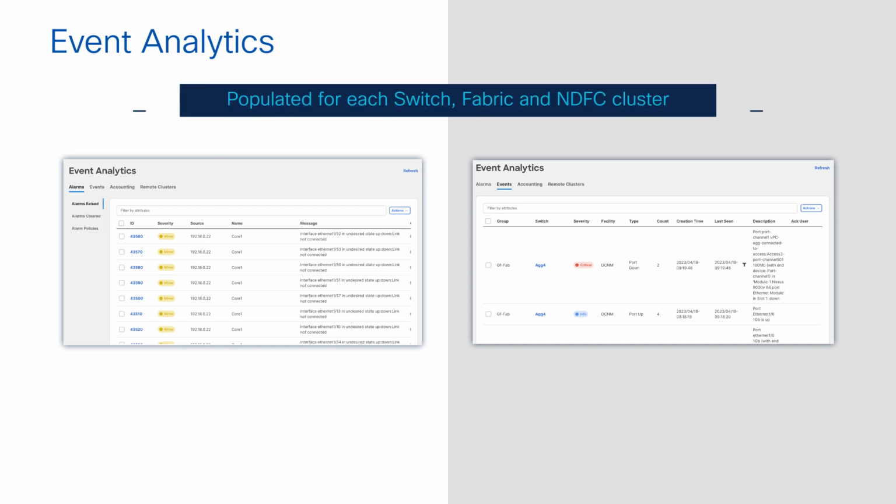For example, under the event analytics, we have alarms, events, accounting logs, and we're also able to see these across the clusters, which is what we call federation of the different ND clusters that host NDFC. So that's also possible. In the alarms, of course, if something goes wrong, then we're able to look at a particular alarm. We can also create our own alarm policies with certain thresholds at a device or at an interface level.